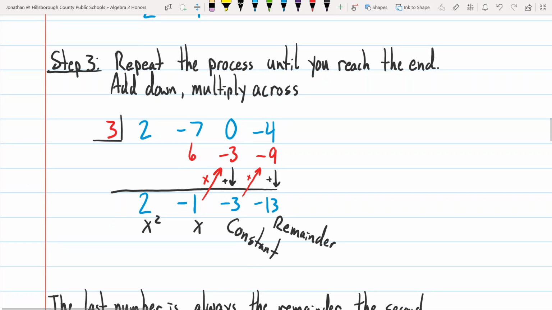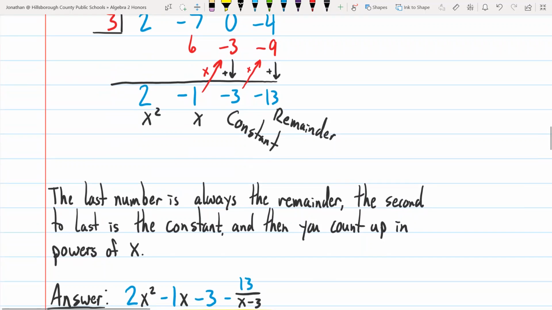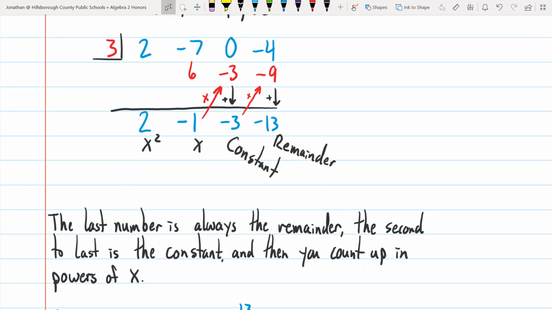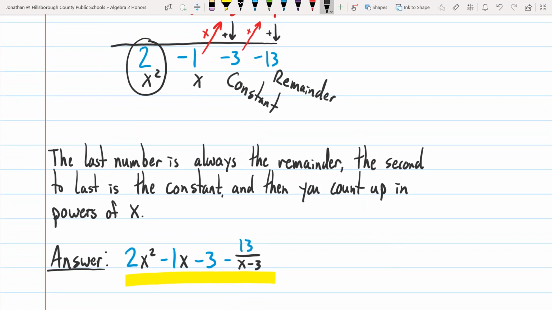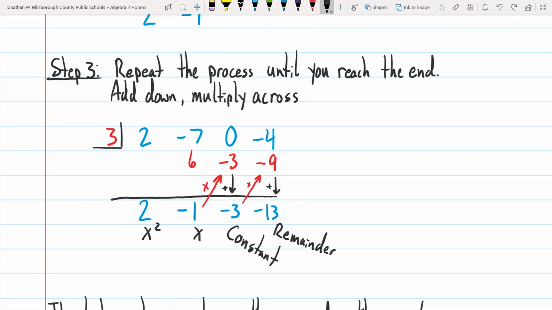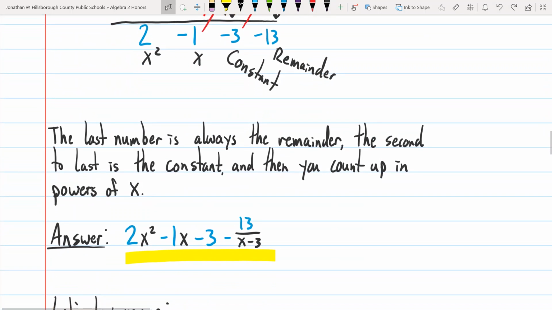And then what we're going to do is attach the powers of x to those coefficients we made, getting this: 2x squared minus 1x minus 3 with our remainder. So it's the same exact answer we had from long division, but done synthetically.